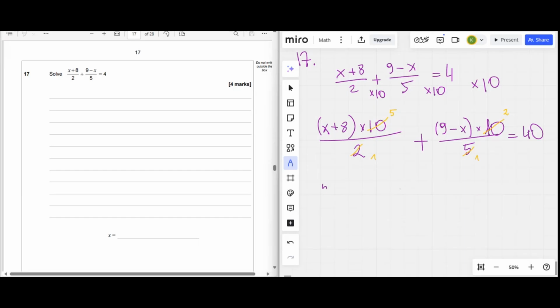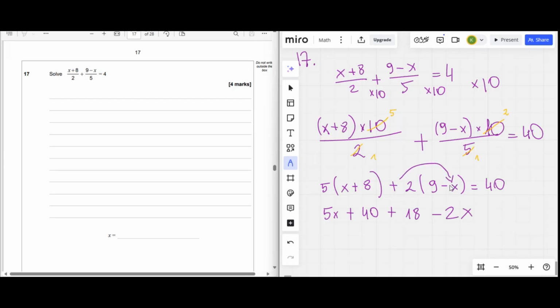So now we have what? From the top, I will move that 5 at the beginning. 5 times x plus 8 plus 2 times 9 minus x equals 40. Multiply numbers through the bracket. 5x plus 40 plus 18 minus 2x. Very important: plus 2 times minus 1x is minus 2x, equals 40.